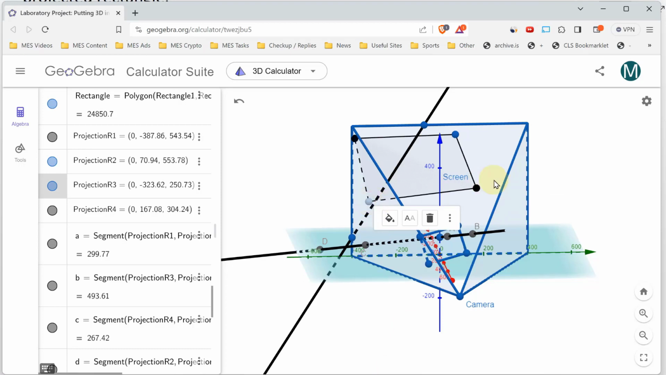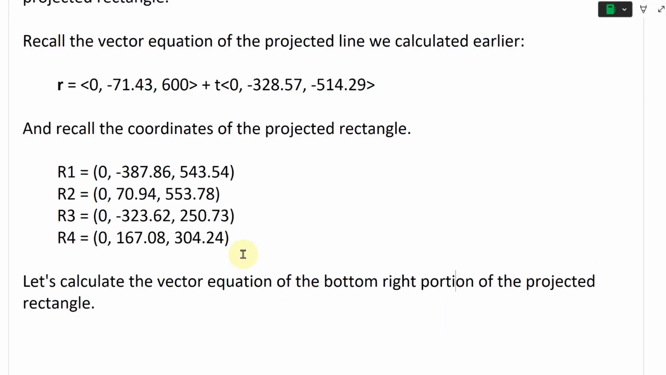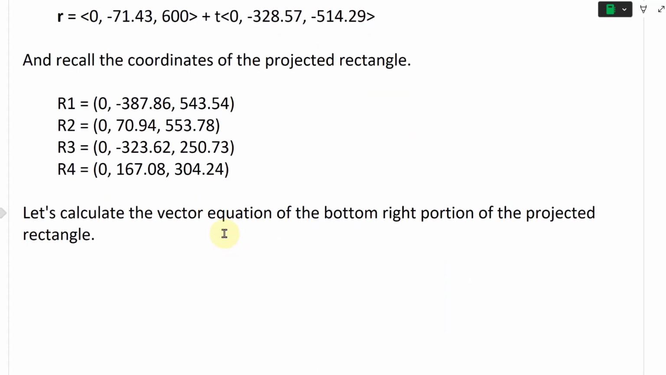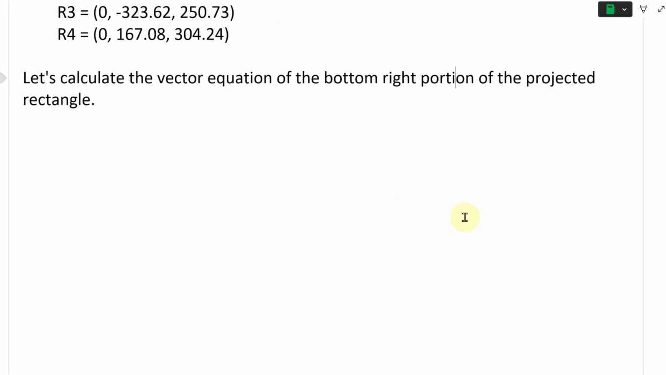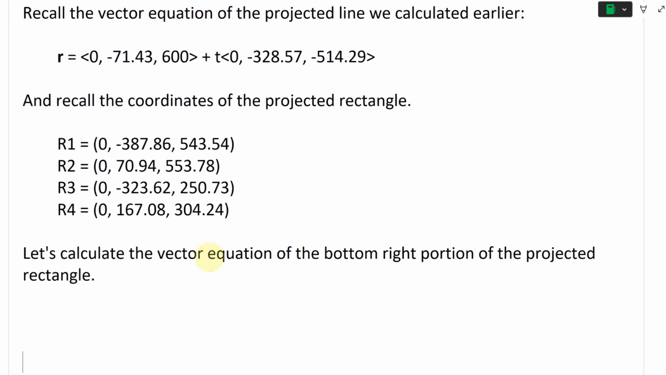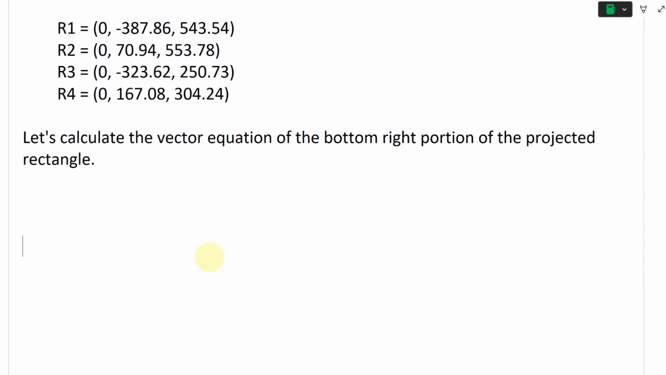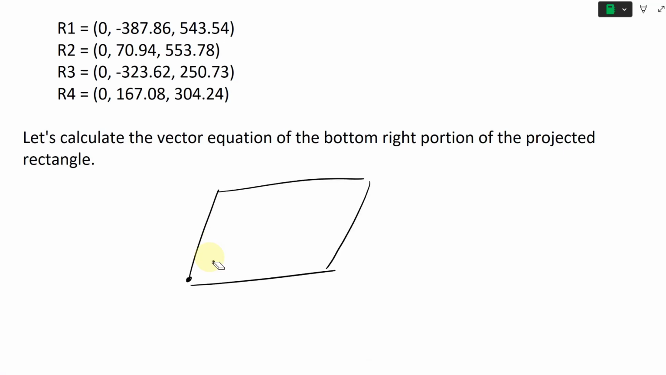So we just need to look at here. We need to get an equation of a line from the bottom. We'll call this R3, and then there's R4. So we've got to get this line segment equation there. Let's get back to here. Let's calculate the vector equation of the bottom right portion of the projected rectangle. To do this, let's just draw it out for completeness. It's going to look something like this. This is going to be our R3. This is our R4. So that's all we need.